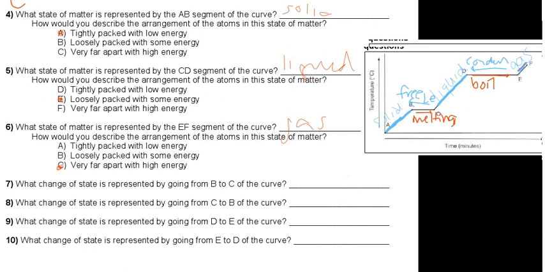Number 7 asks what change of state is represented going from B, it's over here, to C. So we have a solid that is changing into a liquid. How does it do that? Well, it does so through melting. What change of state is represented from C over here to B? Well, that would be freezing.